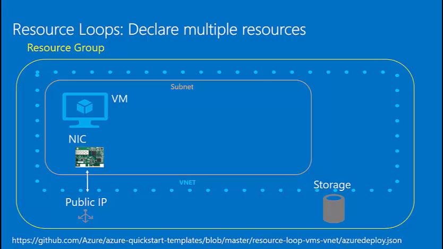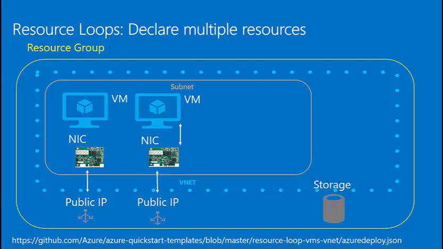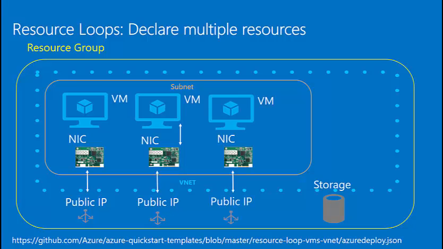Instead of creating one virtual machine, one network interface, one public IP, you could do this in a loop, and you'd have a separate loop for each resource, and then you need to correlate these resources. You can keep going, and you can loop other things, like creating multiple subnets or multiple storage accounts, etc. We have some examples of these, and I've shown a link here, again in Azure Quick Start templates. So you can use this to create a bunch of virtual machines.